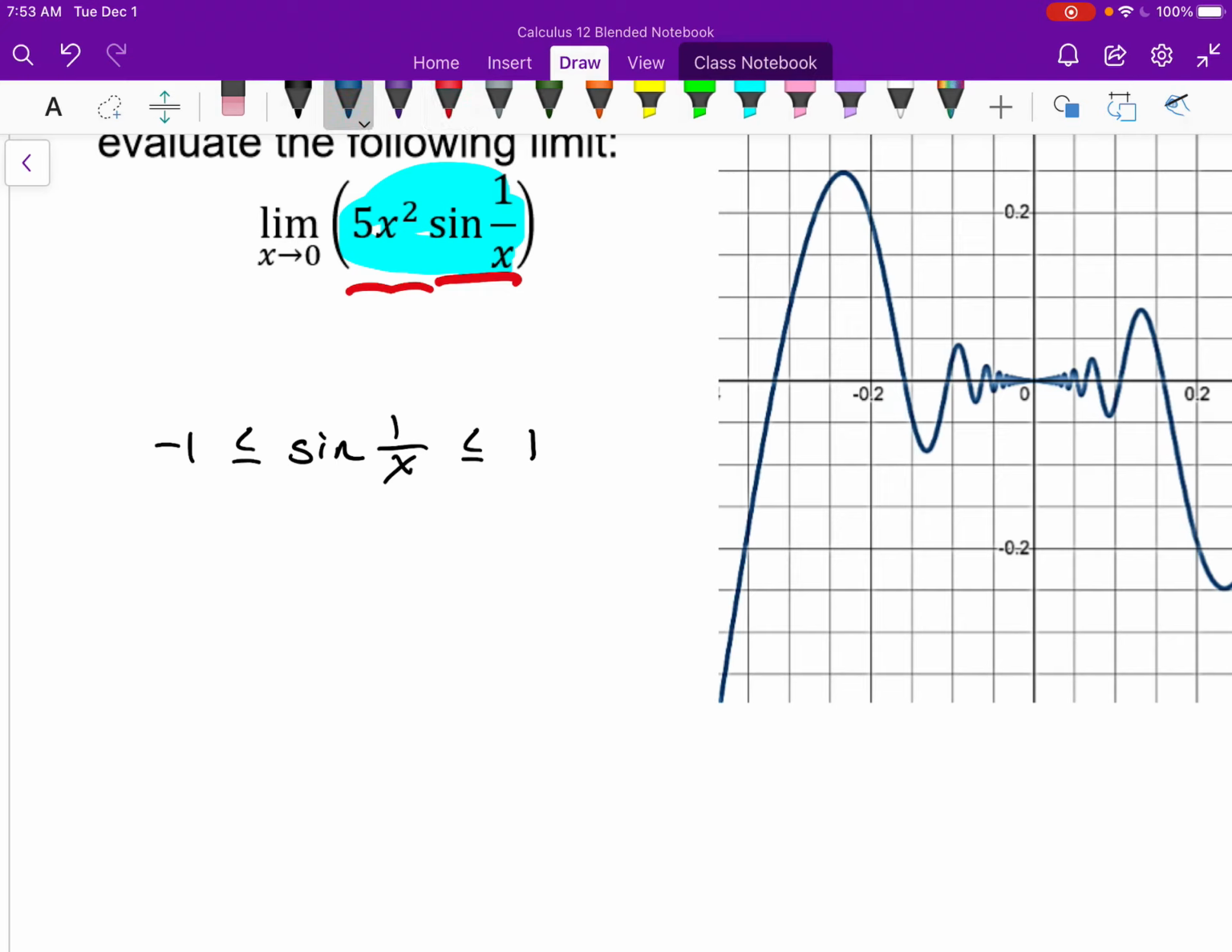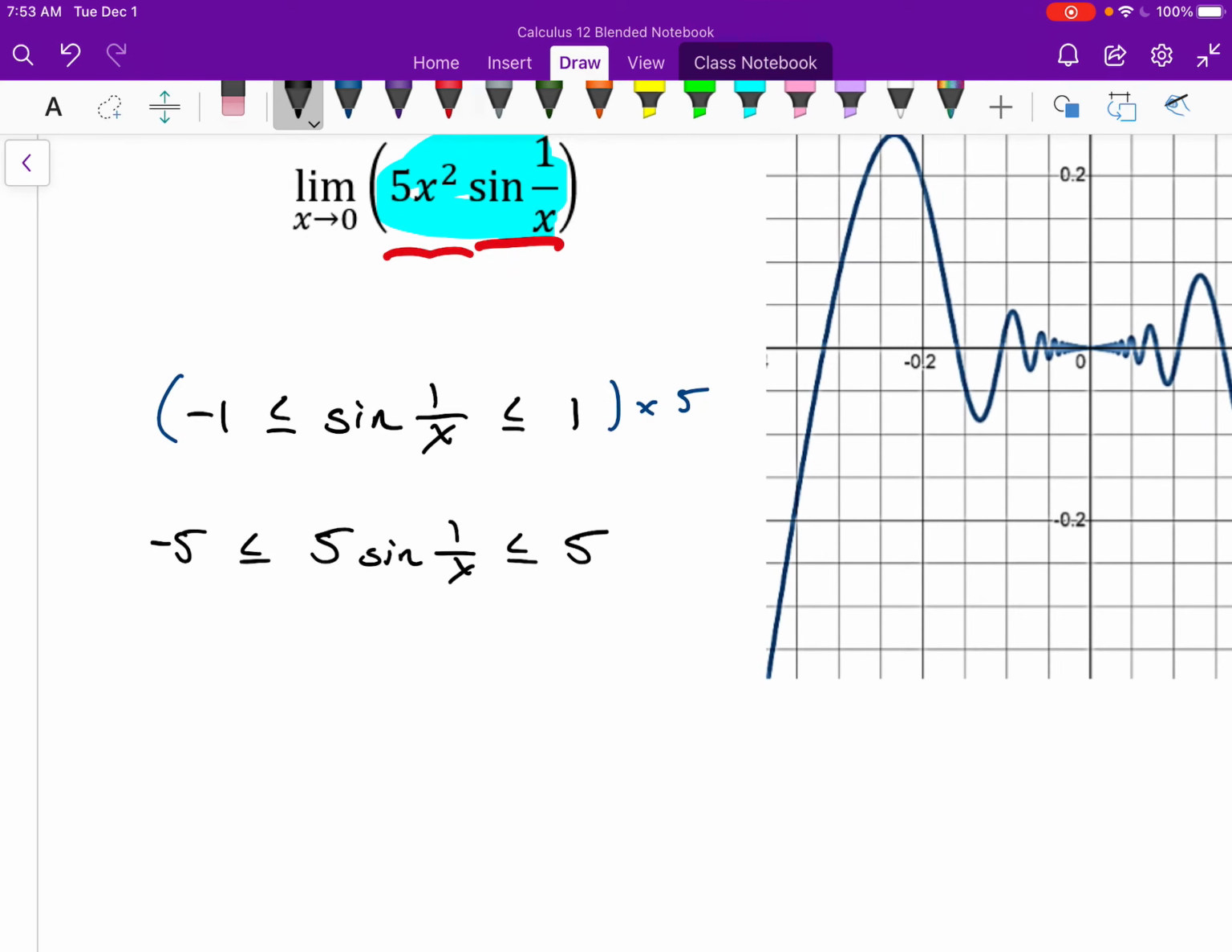All right, well now I want to multiply everything by 5. And so then I have negative 5 is less than or equal to 5 times the sine of 1 over x, which is less than or equal to positive 5. You want to remember when dealing with inequalities, the inequalities will switch signs if you multiply or divide both sides by a negative number. But 5 is a positive number, so I can just leave those as are.